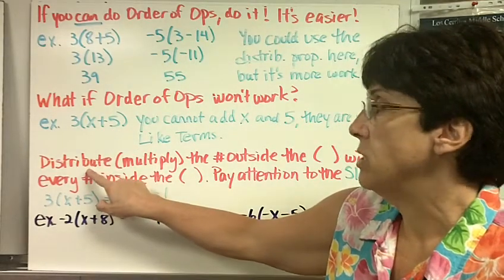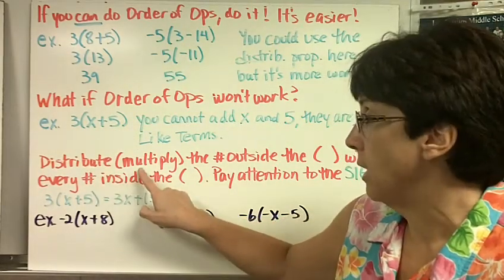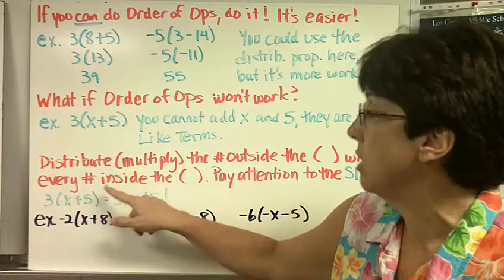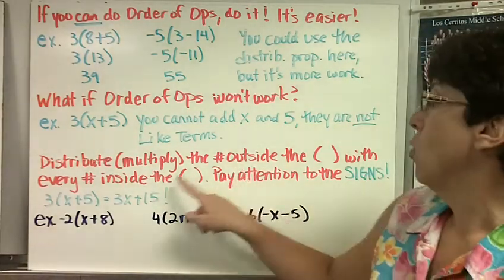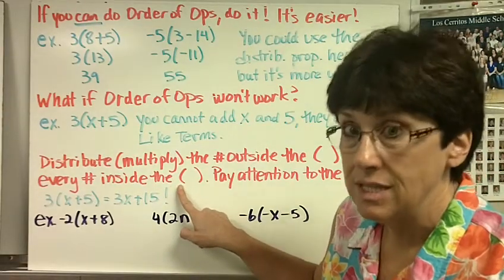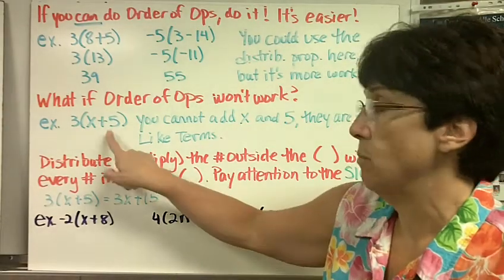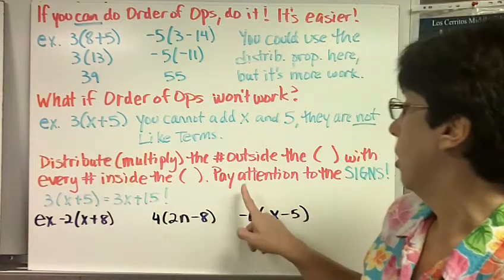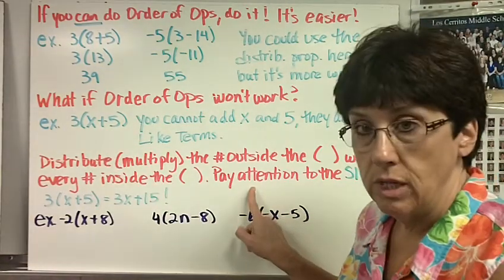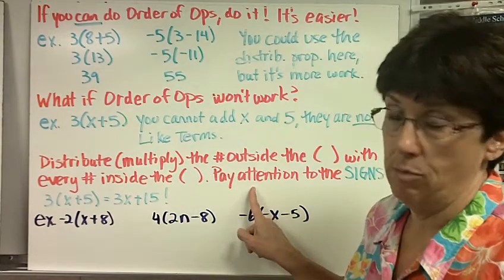So what we do is we distribute or multiply, like we did before when we broke our numbers up. We multiply the number outside the parentheses with every number inside of the parentheses. In this example, there's just 2, but there could be 3 or 4 or 5. There could be a whole bunch, okay? But it's very important that you pay attention to the signs of the numbers.